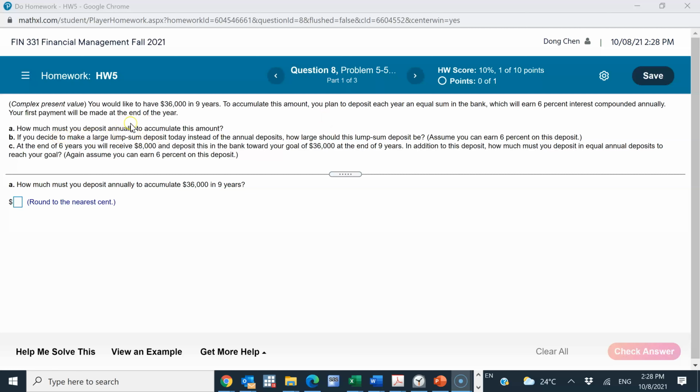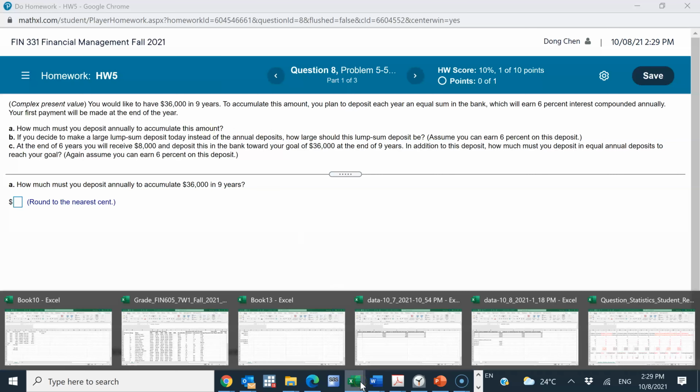So this immediately tells us that this is an annuity, because you're going to make the deposit every year for the same amount, right? And this last sentence basically tells us it's an ordinary annuity rather than an annuity due, because for an annuity due, the first payment will be made immediately. So part A, how much must you deposit annually to accumulate this amount? This is very straightforward, right? This is asking for the annuity payment.